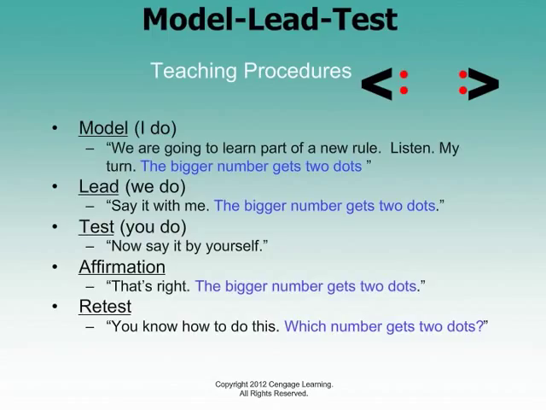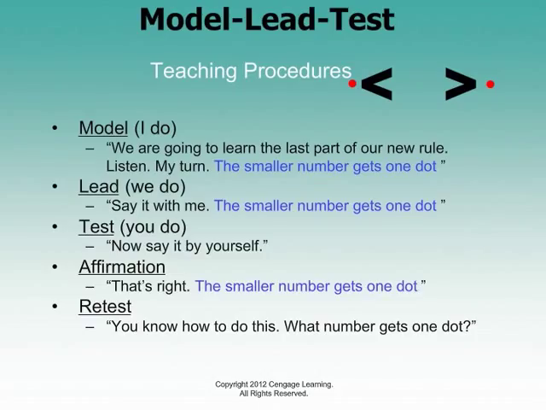So if you are going to teach integers, here the teacher says, we are going to learn part of a new rule. Listen, my turn. The bigger number gets 2 dots. Say it with me. And the class says, the bigger number gets 2 dots. Now say it by yourself. You as the class say it. That's right, guys. The bigger number gets 2 dots. You know how to do this. Which number gets 2 dots?